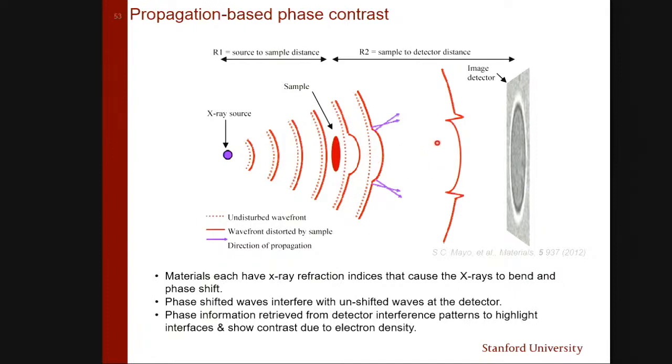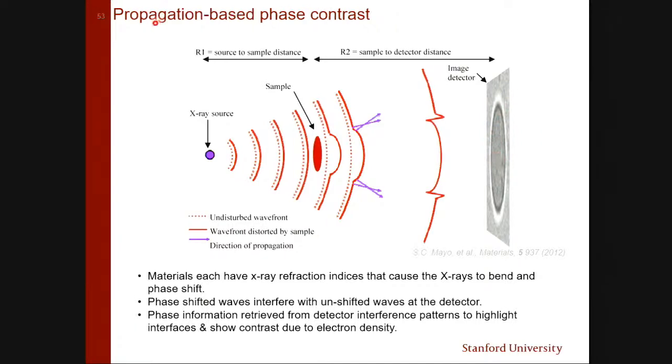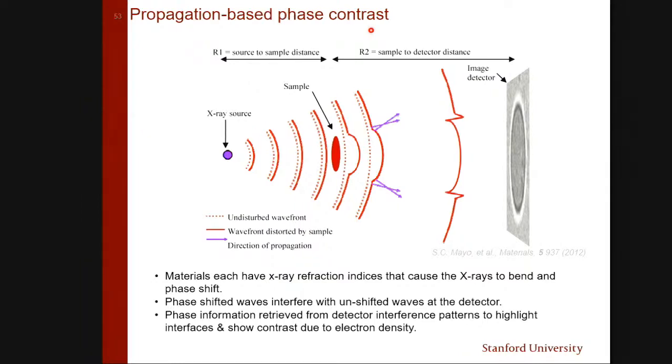That happens more and more if you move your detector farther and farther. It's called propagation-based phase contrast, and it's given to you. It's always there. You might not concentrate on that, but every time you gather data, it is there.